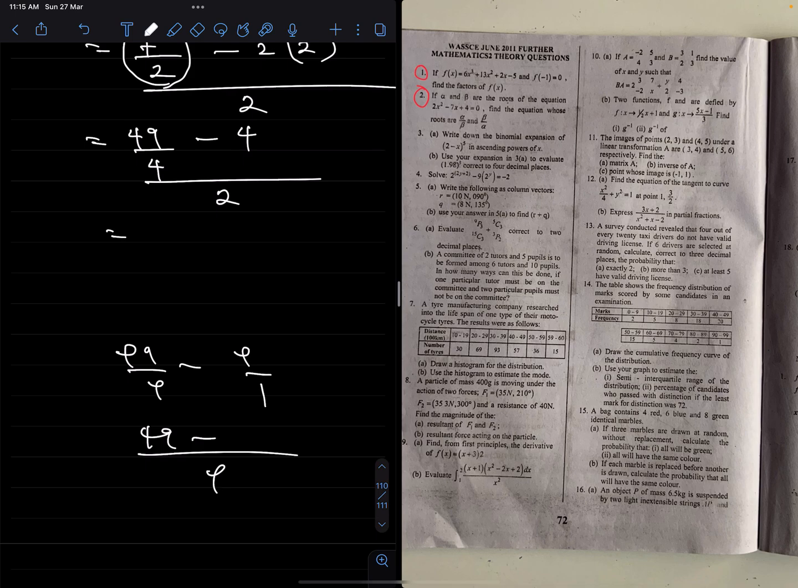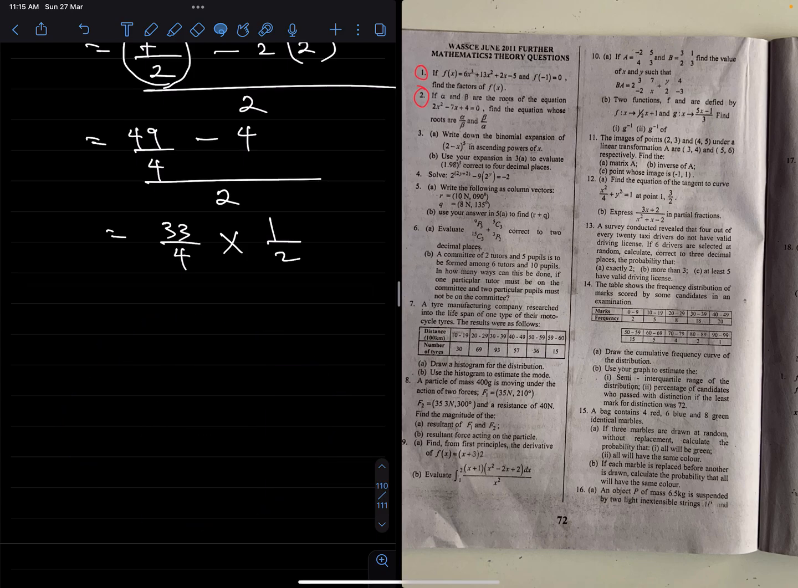49 minus 1 in 4 times 4, 16. 49 minus 16, 33 over 4. Please be careful. Don't try to be too smart. Divided by 2 means times 1 over 2. Do you agree? It is 33 over 8. Do you agree? Yes, sir. And that means what? 33 over 8.